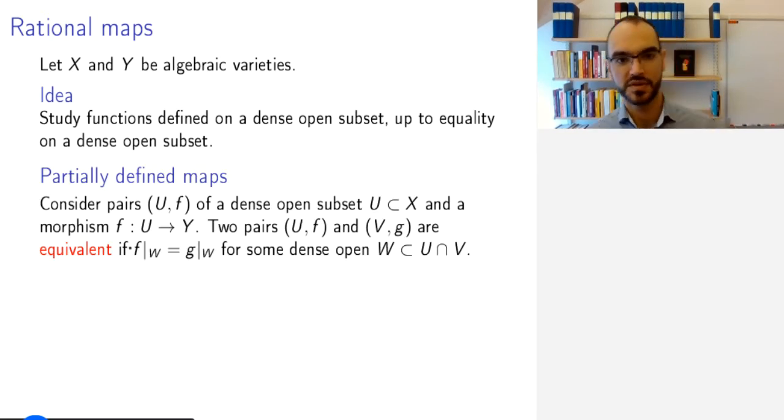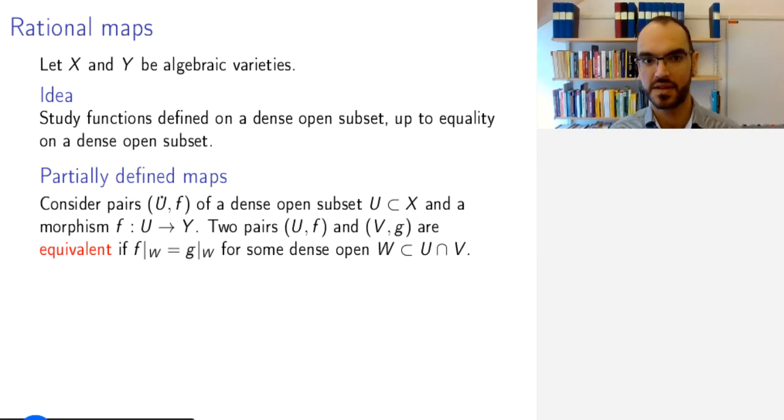So what we will consider are pairs (U, f), where U is a dense open subset of our algebraic variety X, and f is a morphism from U to Y. So remember, an open subset inherits the structure of a variety. It's an open subvariety. So the notion of a morphism is well defined. And so this is what is meant by functions defined on a dense open subset.